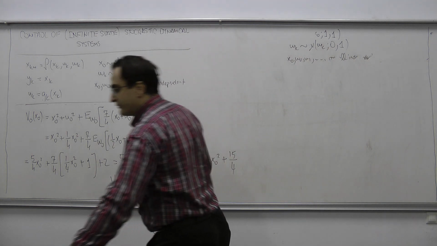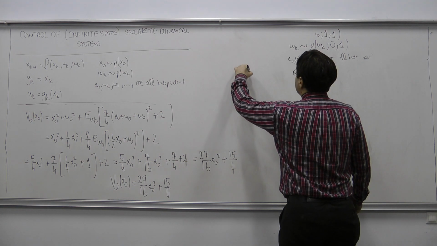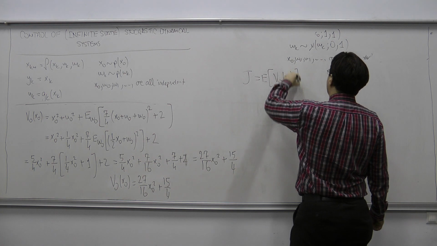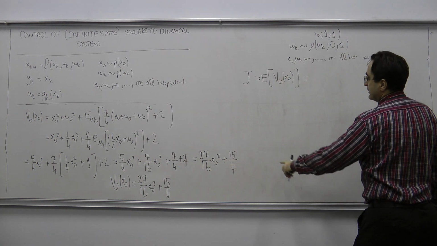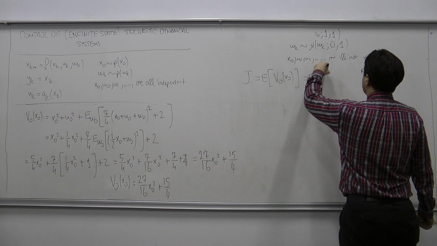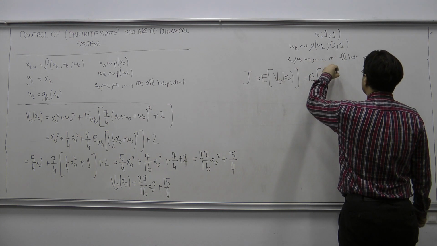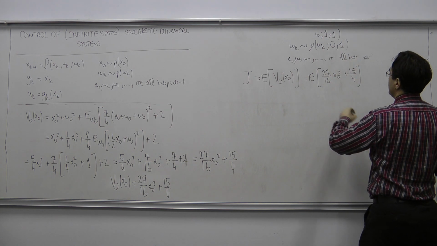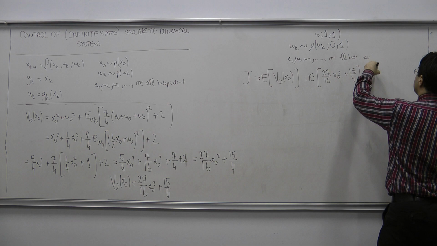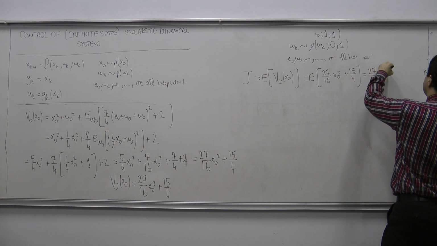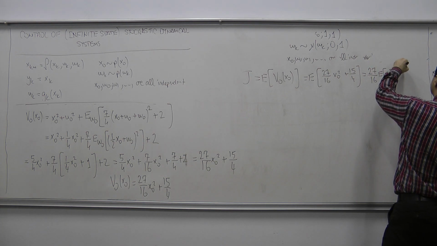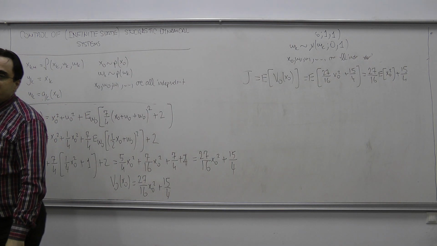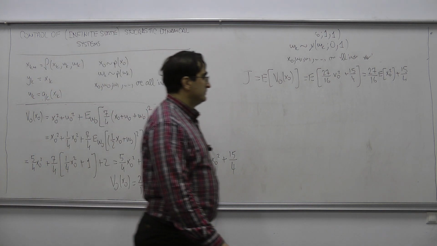Then the cost for this feedback policy is J is equal to expected value of V0 x0, and which is that function here. Expected value 27 over 16 x0 squared plus 15 over 4. And this is going to give me 27 over 16 expected value of x0 squared plus 15 over 4. And what is the expected value of square of x0?